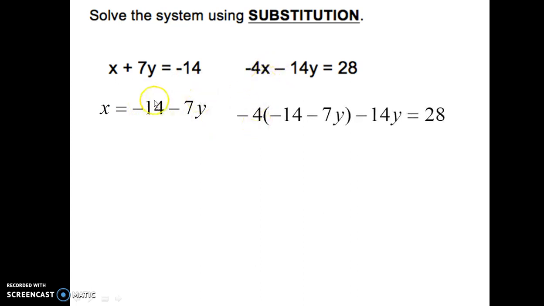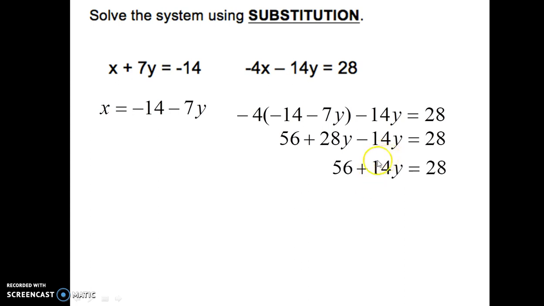So that x has been replaced by all of that. We're left with an equation with only y. X variables have been eliminated. So let's multiply through here and see what happens. Negative 4 times negative 14 makes a positive 56. Negative 4 times negative 7y makes a positive 28y. And then we have the rest here. Now we can combine the y's. 28y minus 14y makes 14y.